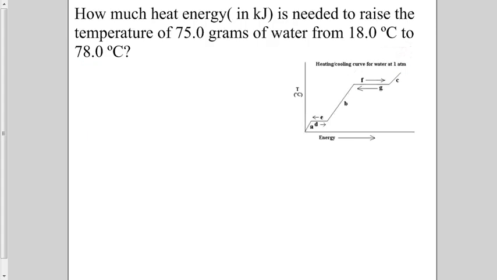This question is asking how much heat energy in kilojoules is needed to raise the temperature of 75 grams of water from 18 degrees Celsius to 78. So we're starting at about 18 degrees Celsius, going to 78 degrees Celsius. Here we have a change in temperature, but no phase change. So now we want to use the equation Q equals the mass times specific heat times change in temperature. So if there is a change in temperature, you want to use the equation that has the change in temperature.